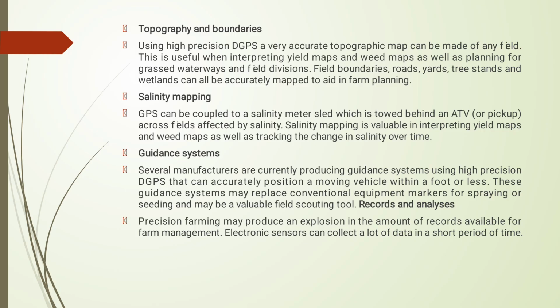Next, salinity map. GPS can be coupled to a salinity meter which is pulled behind an ATV across the field to map the areas affected by salinity. The salinity map is useful in interpreting yield maps and weed maps, as well as tracking changes in salinity over time.